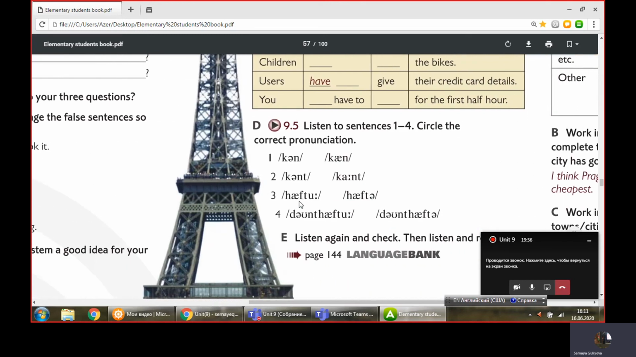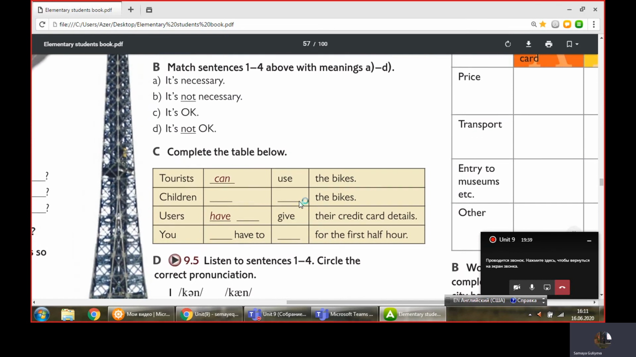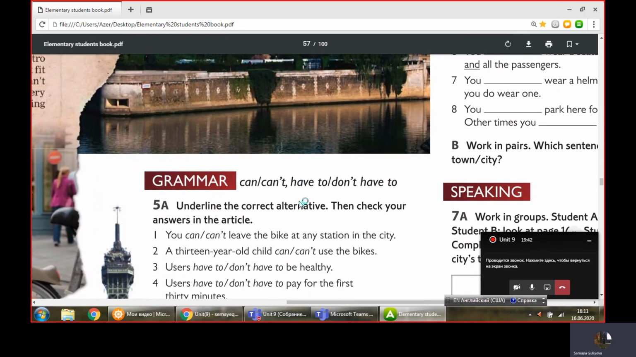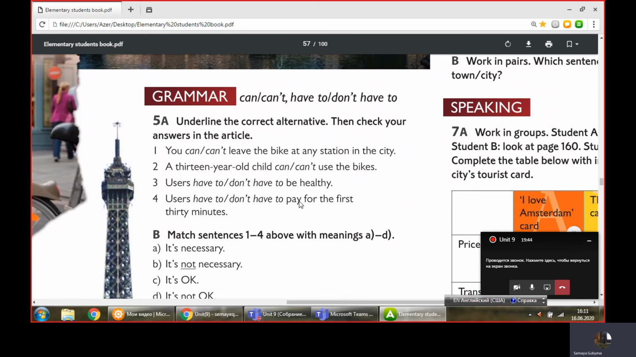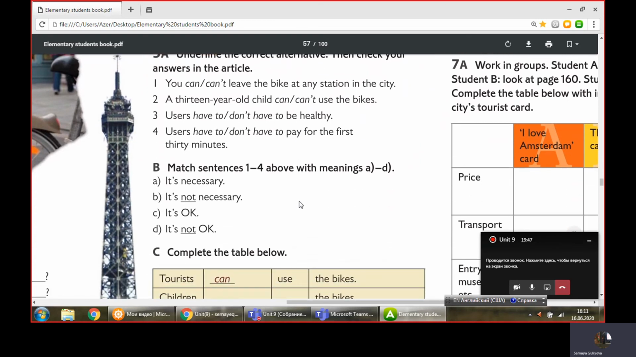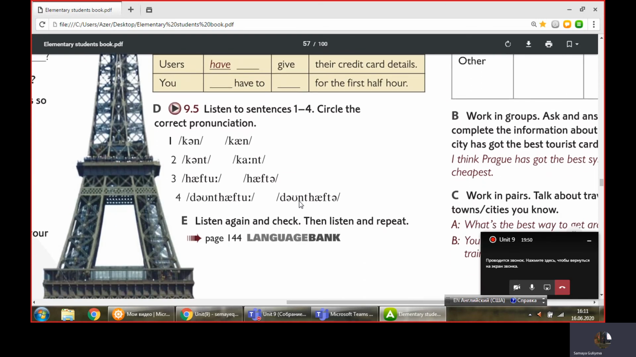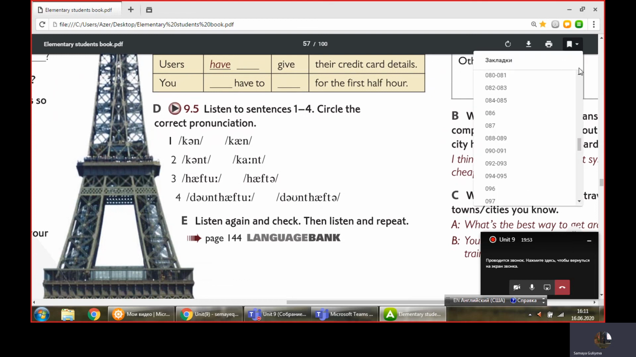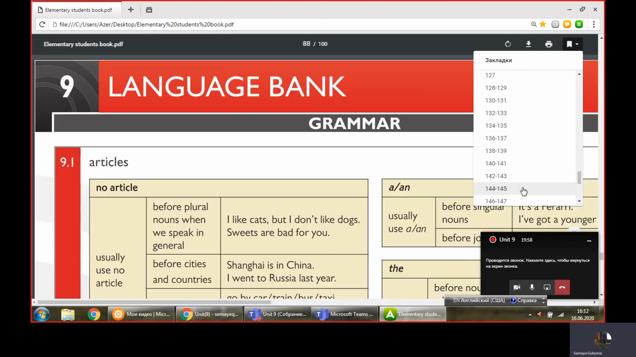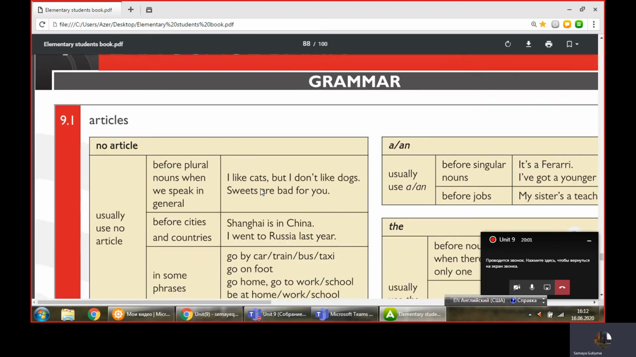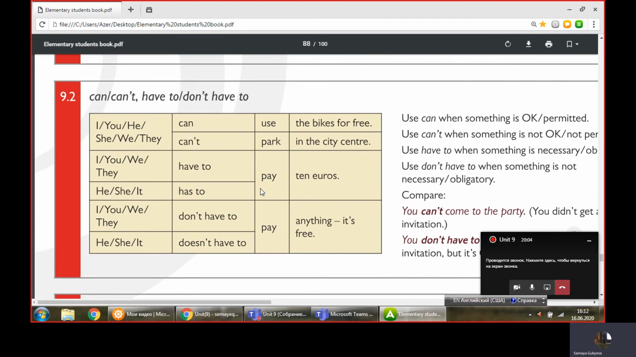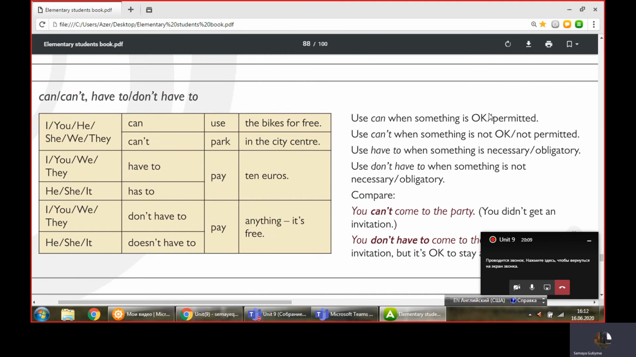Okay, we have a new grammar structure to review: can, can't, have to, don't have to. So page 144. Articles. We said can, can't, have to, don't have to. We use can when something is okay, permitted. We use can't when something is not okay, not permitted.